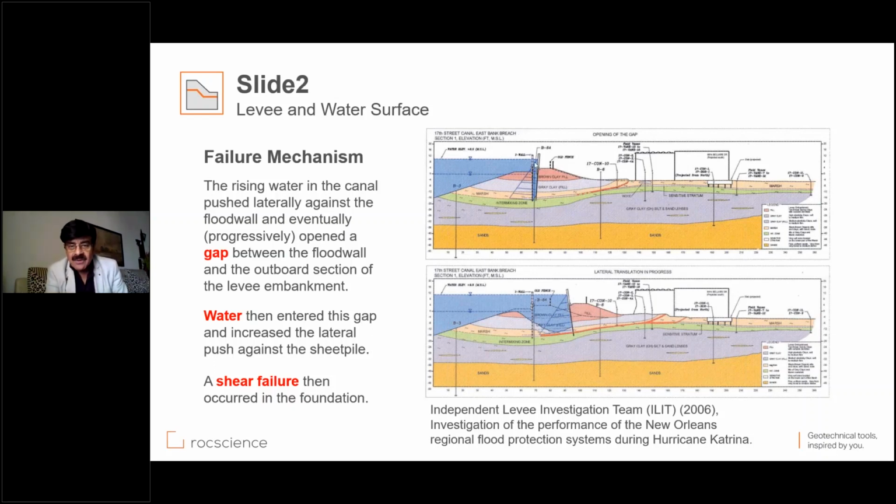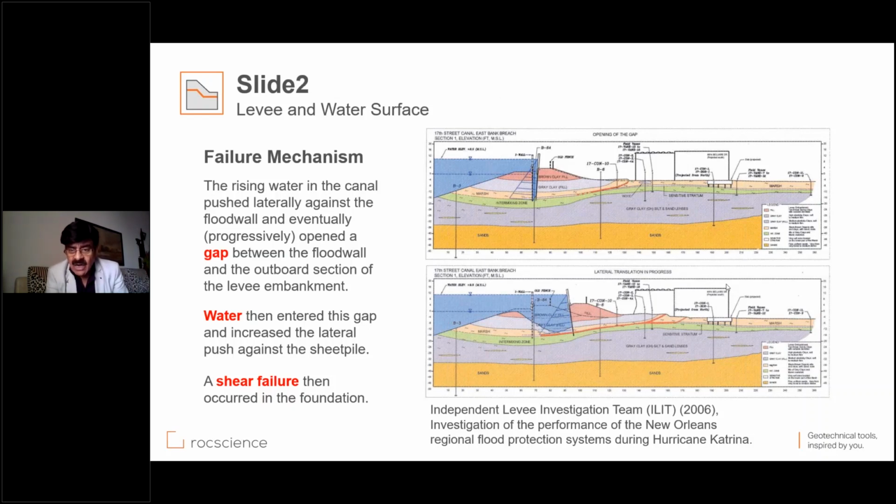So this gap was opened because of this pressure and the rising water. And then in the second stage, the water entered the gap which was created, and increased the lateral push against the sheet pile. And as the push continued, the shear failure of the foundation occurred, which you see in the sketch below.